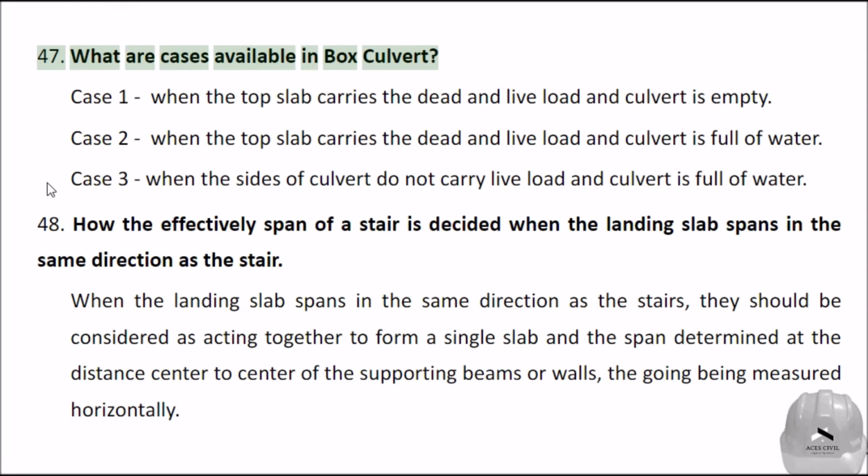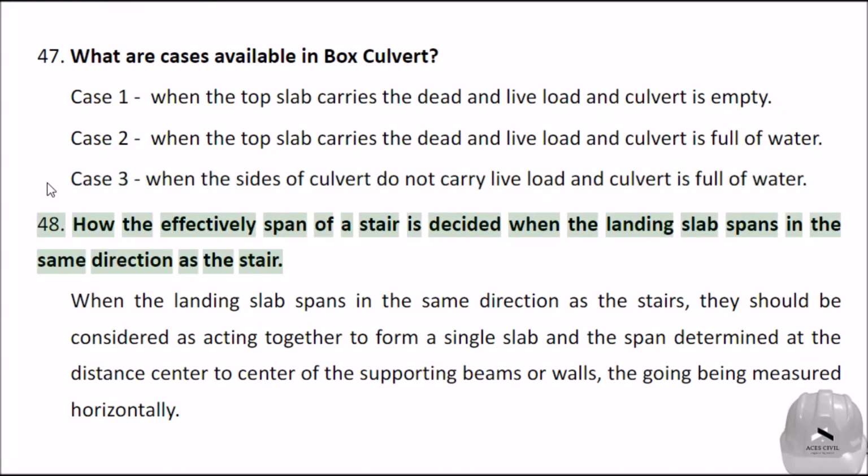47. What are the cases available in a box culvert? Case 1, when the top slab carries the dead and live load and the culvert is empty. Case 2, when the top slab carries the dead and live load and the culvert is full of water. Case 3, when the sides of the culvert do not carry live load and the culvert is full of water.